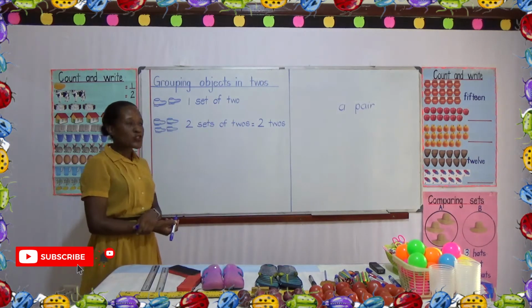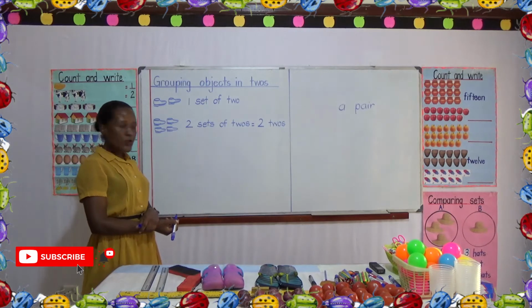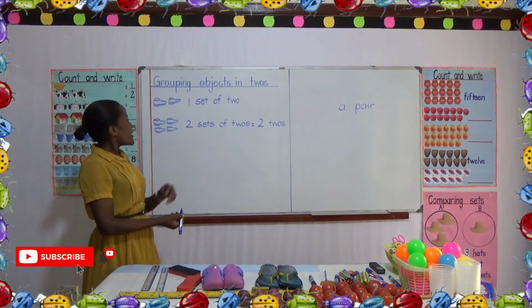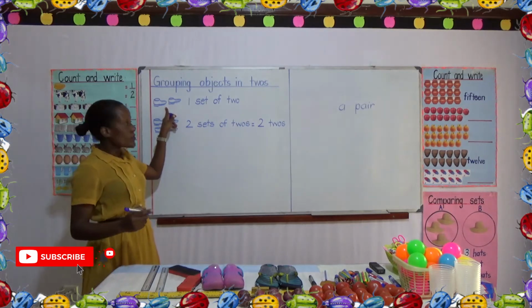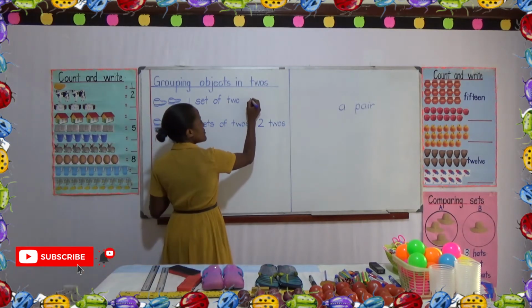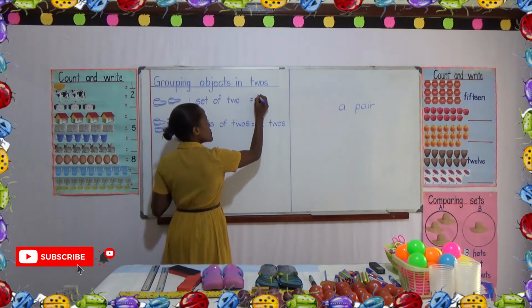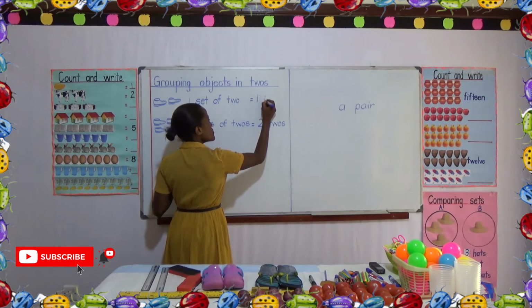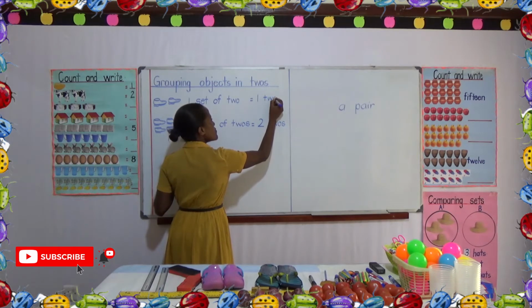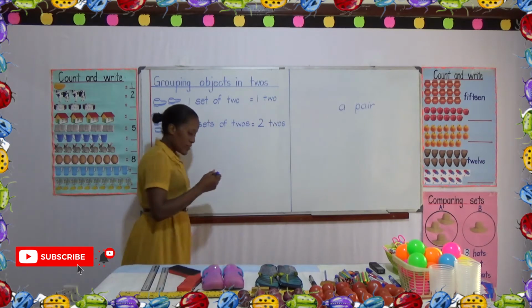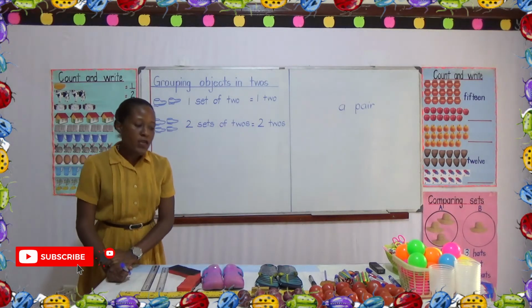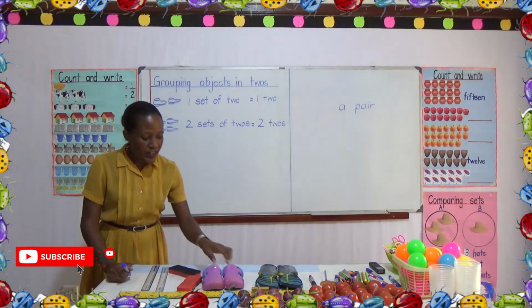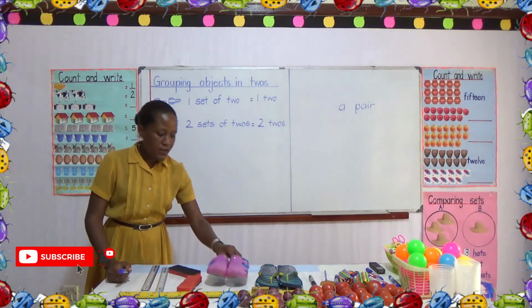I have written two twos, okay? This one is just one set. So it is just one two. It is one set of two. So it is one two, just like I have my sandals.